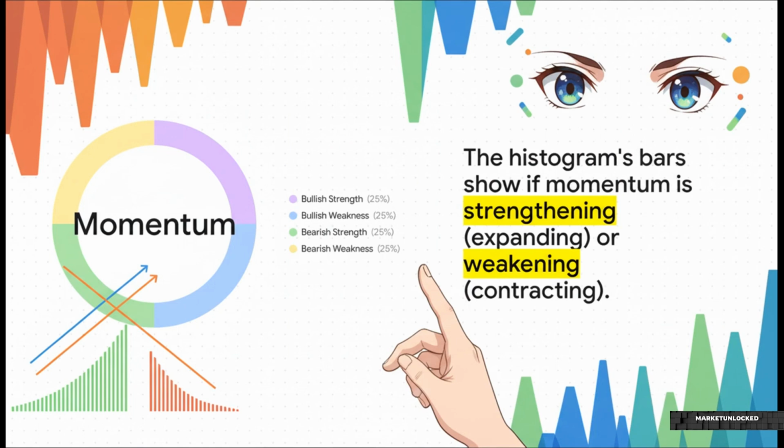But here's where the histogram becomes your best friend. It's your confirmation tool. So after a crossover, you want to see those histogram bars growing in the same direction. That confirms momentum is building behind the move. If those bars start shrinking, though, that's a warning sign that the new trend might already be losing its power.